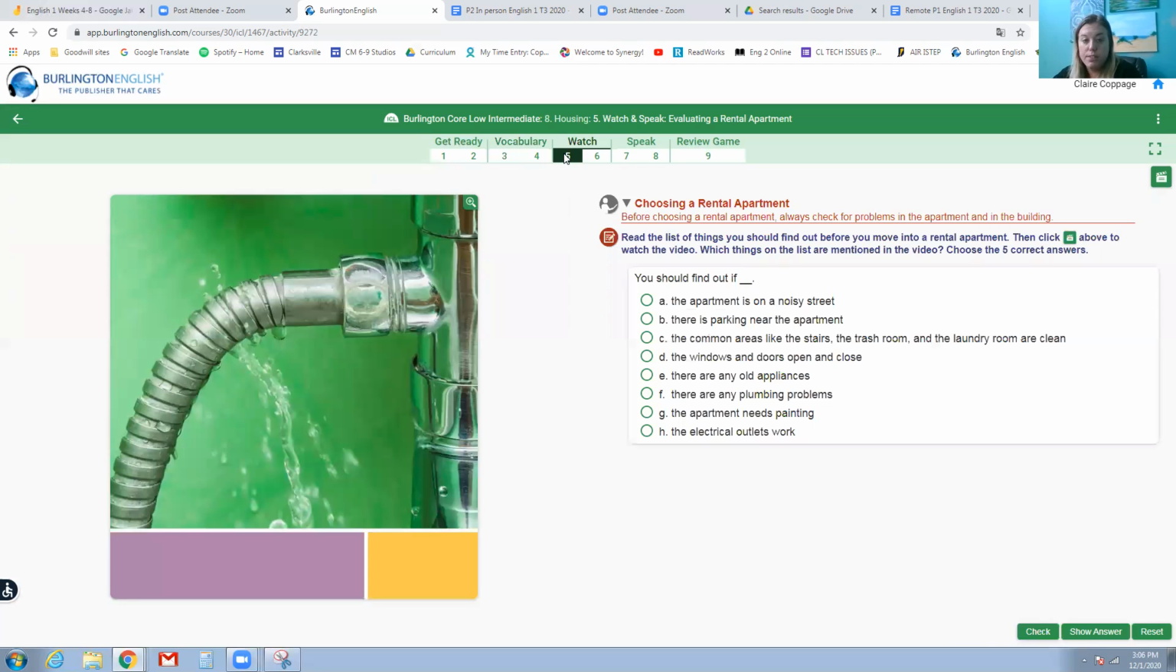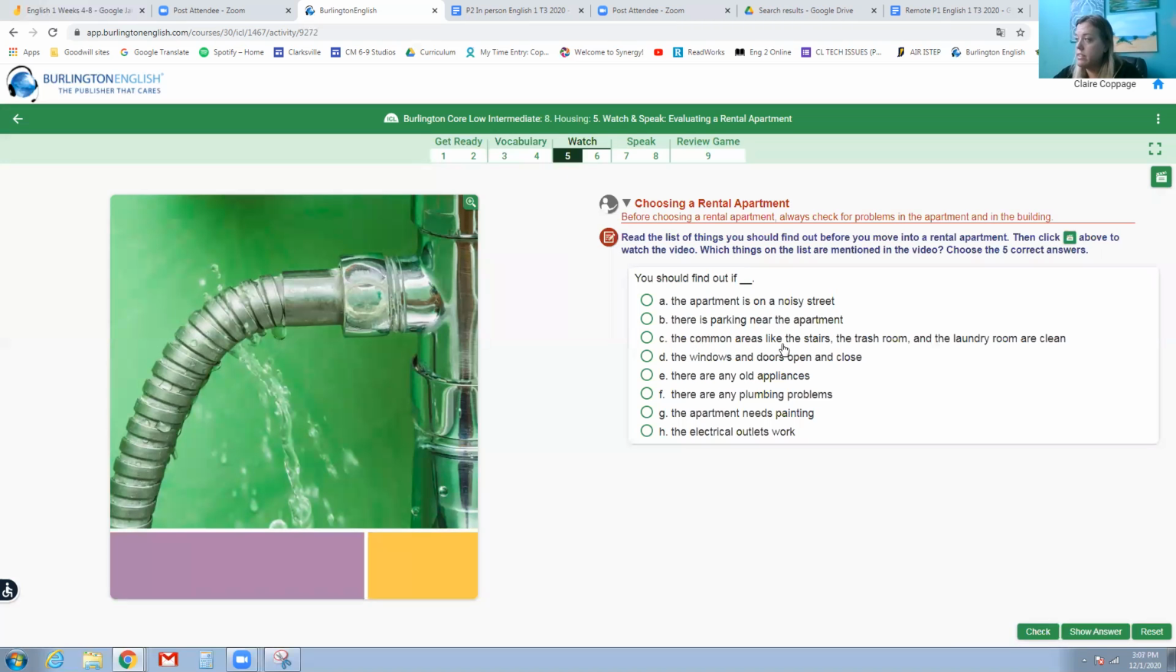So now we're going to watch a video about choosing a rental apartment and the things that we should look for when we do. So we should always find out these things. I'll read them aloud. The apartment is on a noisy street. There is parking near the apartment.